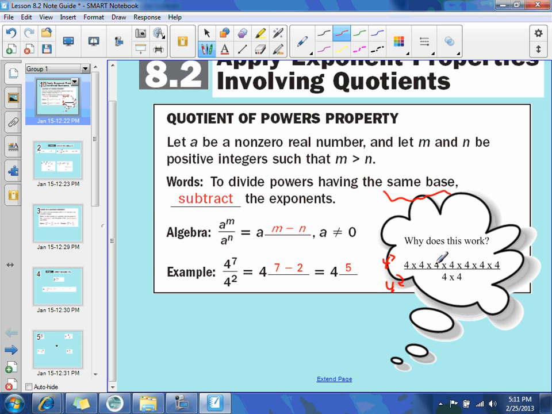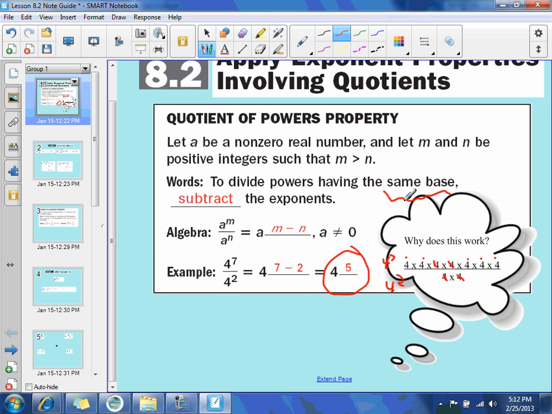Well, remember, if you've got a 4 in the numerator and a 4 in the denominator, and this is a division or multiplication problem, you can cancel those out. Remember, this is like the factorials when we divided those. A 4 in the numerator cancels out a 4 in the denominator. And look, you've got 1, 2, 3, 4, 5 4s left. Yay, 5 4s left.